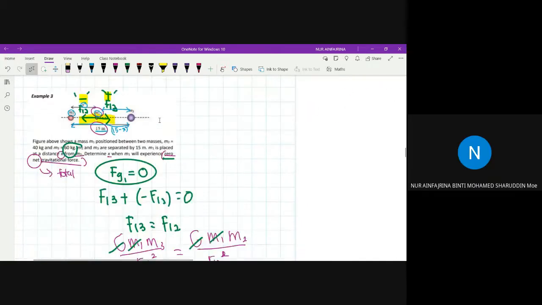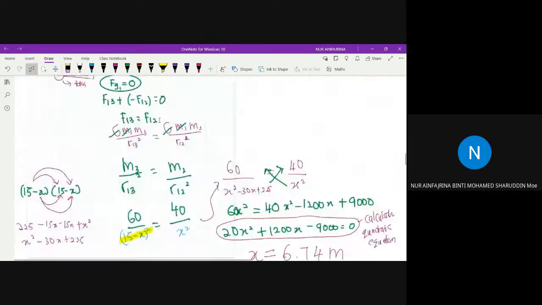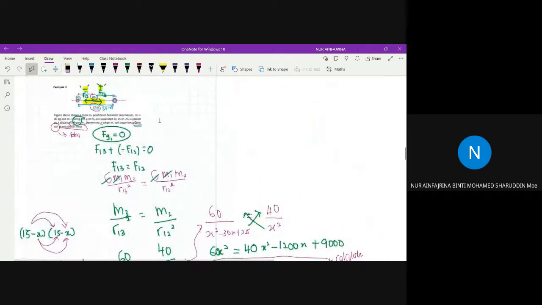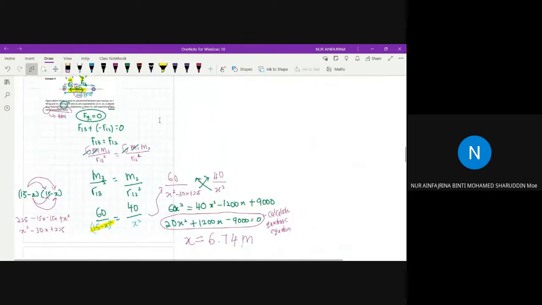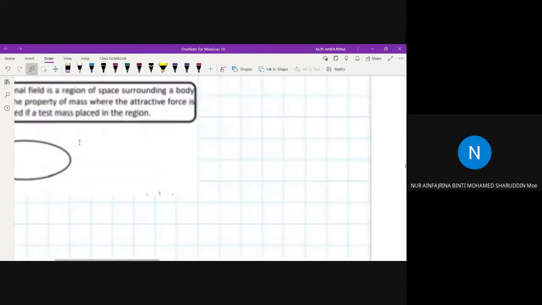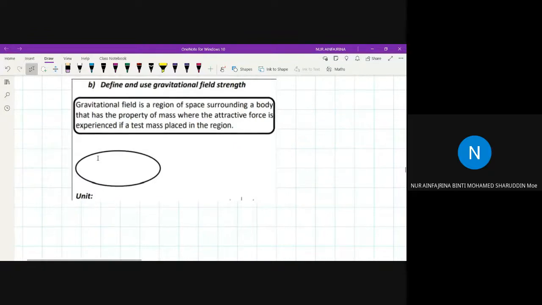Alright. Okay, so ini adalah example 3. Okay, I think most of you already done with example 3. May I proceed? Yes. Okay, I'll proceed. Okay, actually this is my true handwriting tau sebab Miss guna drawing tablet, right? Okay, now we are going to look at another learning outcome which is define and use gravitational field strength. So, awak kena define and use gravitational field strength.